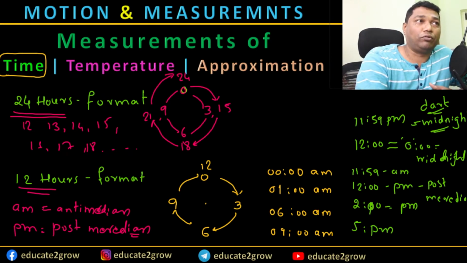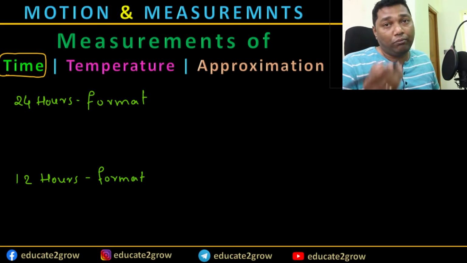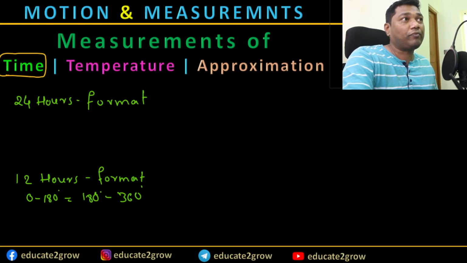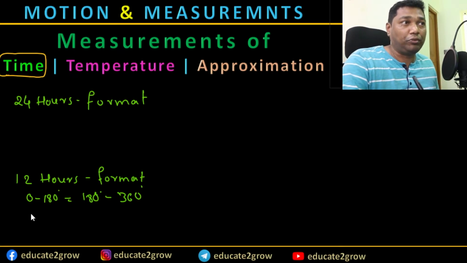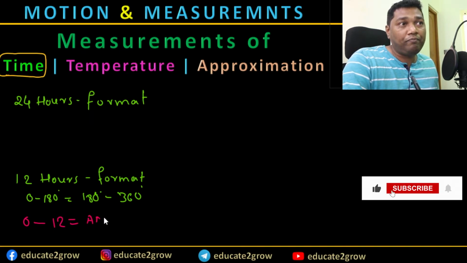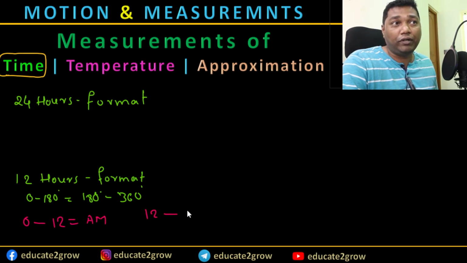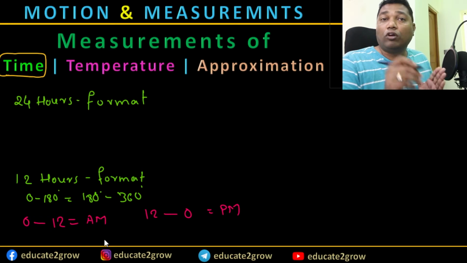So that's why it is 24 hours. For example, why these are implemented. See, the 12 hours timeline is 0 to 180 degree, and another 180 degree to 360 degree. So here the anti-meridian and post-meridian come into the picture. 0 to 180 degree starts with 0 at midnight and 12 at noon, that is AM, and 180 degree to 360 degree is 12 afternoon till midnight 0, that is called PM. So this is the 12 hours format.